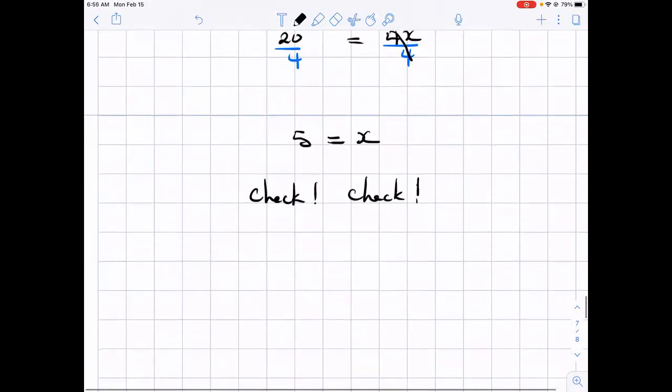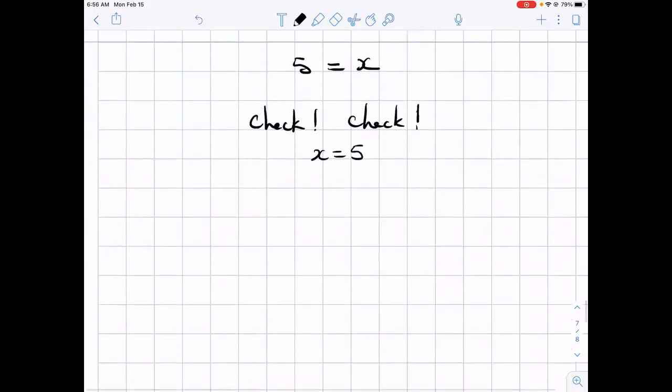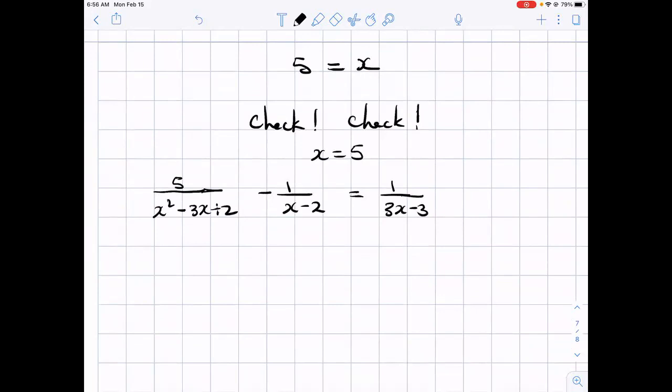So we want to check our original problem. We want to check x equals 5 first of all. Will that produce a 0 in any of the denominators? So remember, we had 5 divided by x squared minus 3x plus 2, minus 1 over x minus 2, and that is equal to 1 over 3x minus 3.